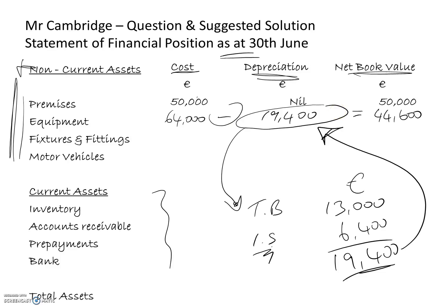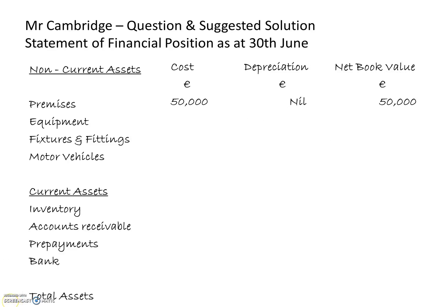Now I'm just going to remove my handwritten notes from this and pop in the figures. So 64,000 cost, the depreciation on the equipment up to and including the end of this year, in other words the 30th of June, is 19,400, so the net book value is 44,600.